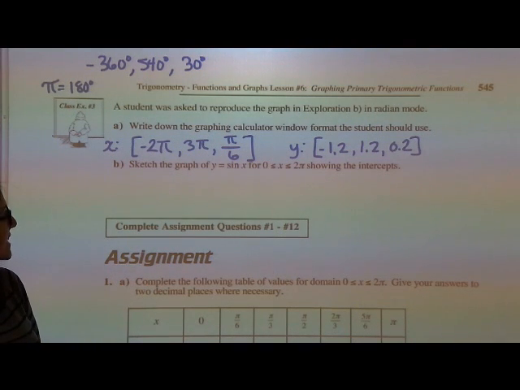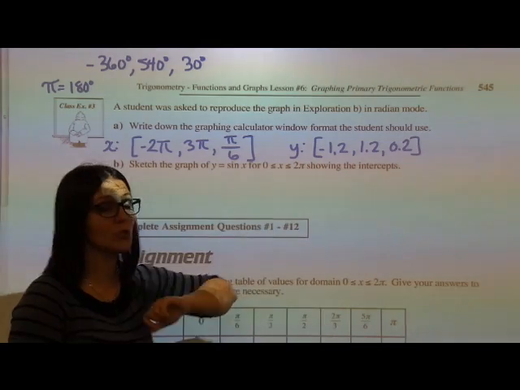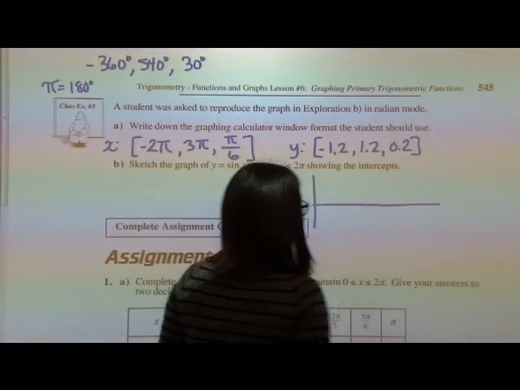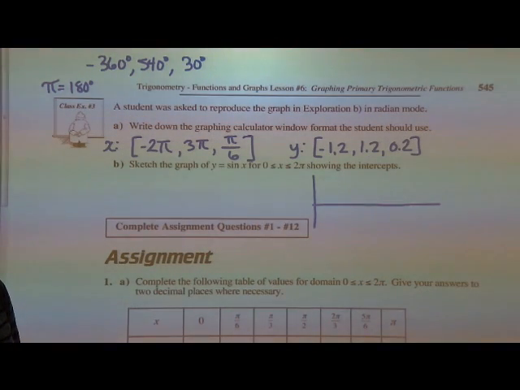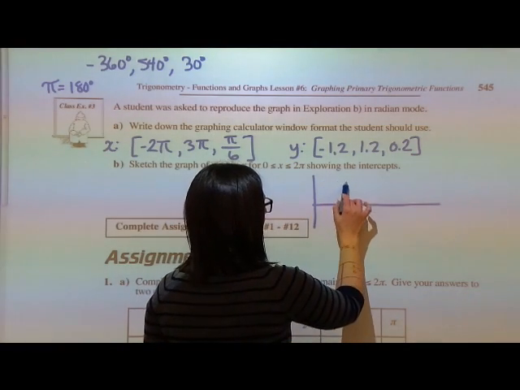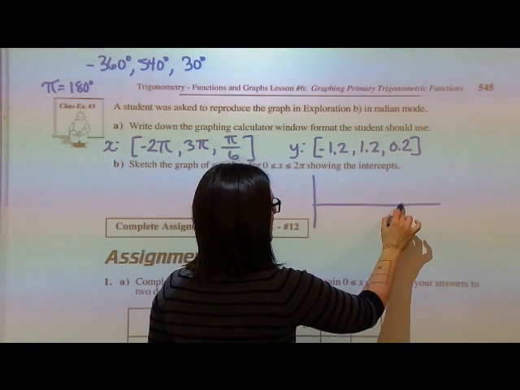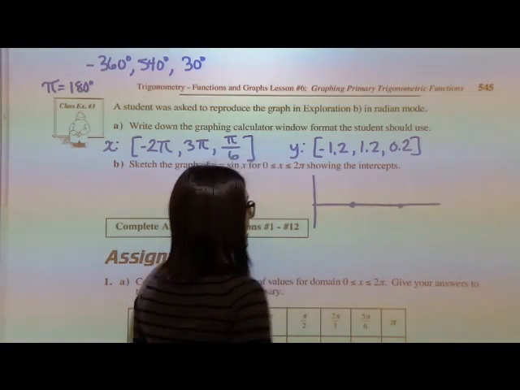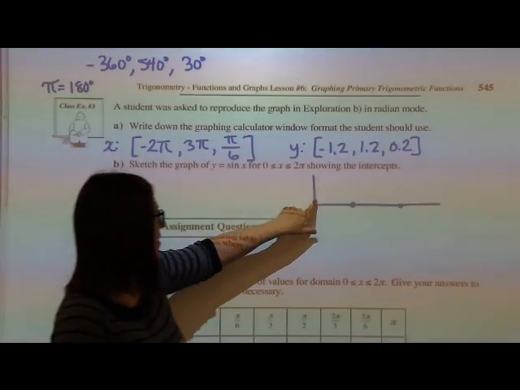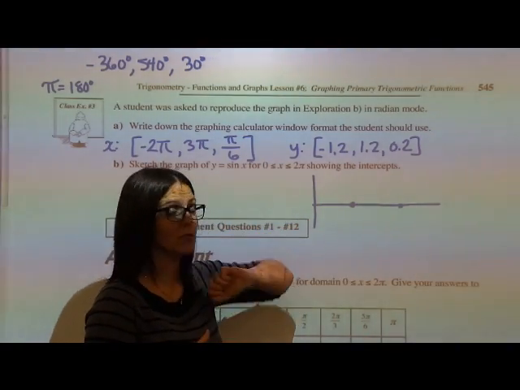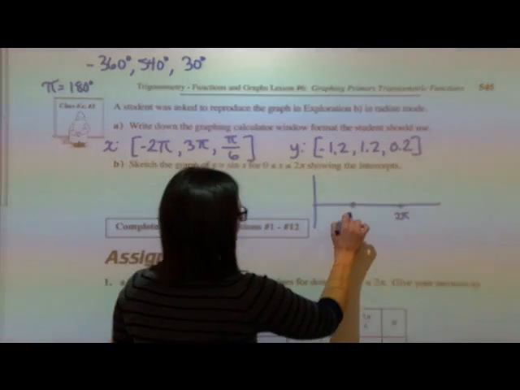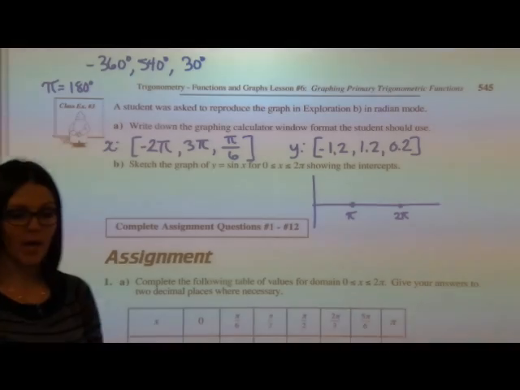So now if I was to sketch this on the domain from 0 to 2 pi, showing the intercepts, if I refer to the calculator, or if I refer to the diagram that's on the previous page, it took 360 degrees to get one full revolution. And at 180 degrees, it hit the x-axis coming back through and around. 360 degrees, that's my 2 pi. 180 degrees, that's my pi.